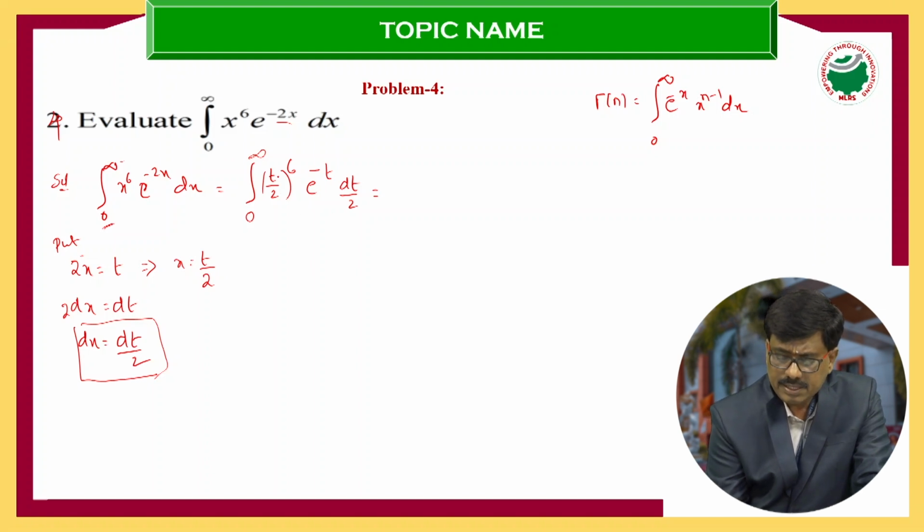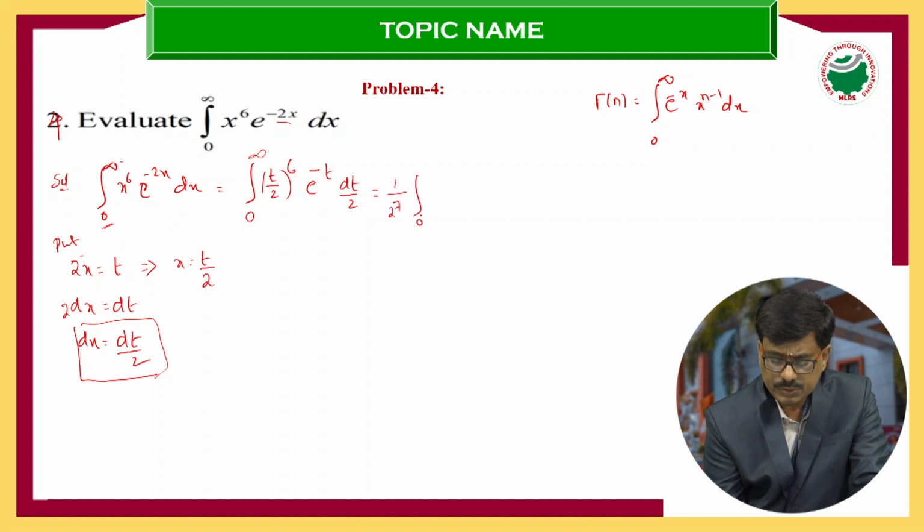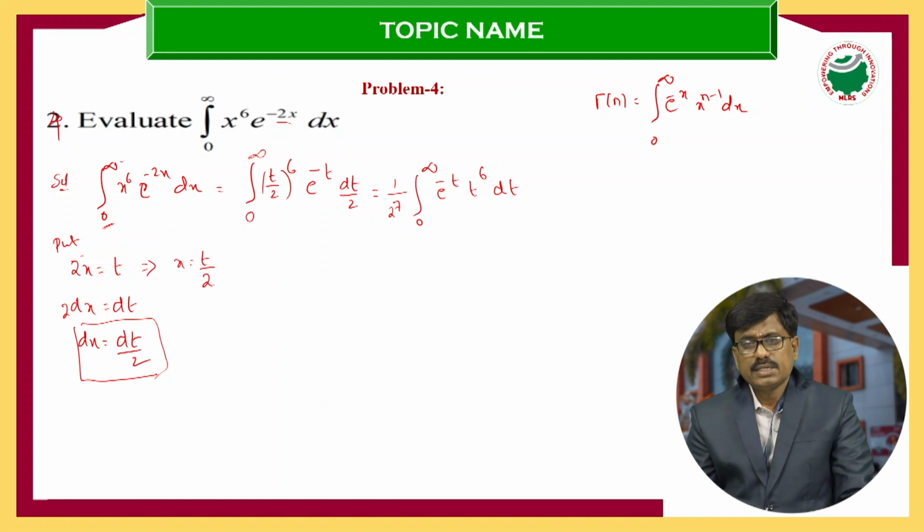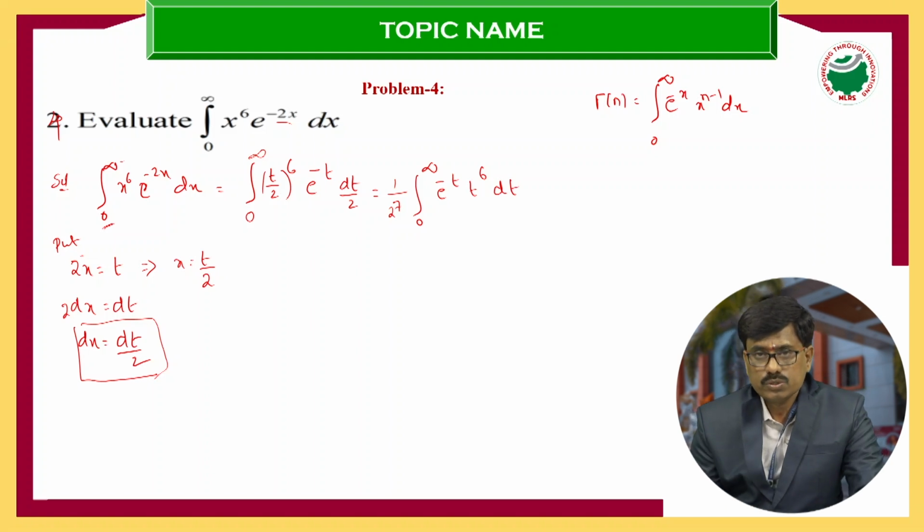And if I simplify this value, this becomes 1 by 2 power 7 integral 0 to infinity e power minus t, t power 6 into dt. This entire integral value now looks like a gamma function.